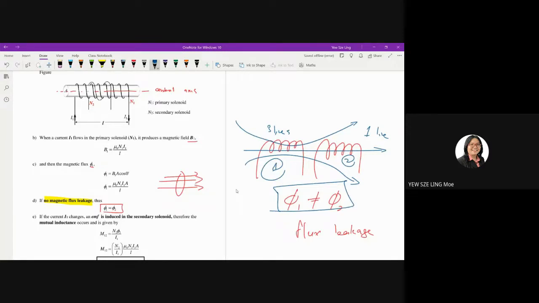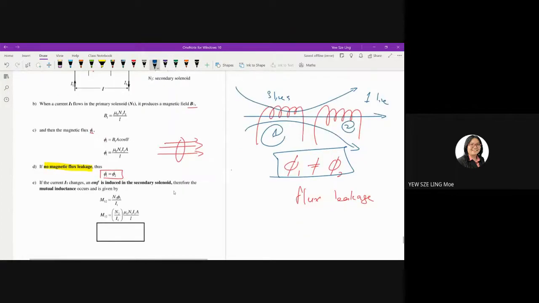This is a crucial part in a question as well. Sometimes questions will tell you that you place the two coaxially. Coaxially means they are overlapping with each other. Then the flux in coil 1 and coil 2 will have the same value. So if the current I1 changes, EMF is induced in the secondary solenoid. Therefore, mutual inductance occurs, and if you derive the equations, M is equal to mu naught N1 N2 A over L.